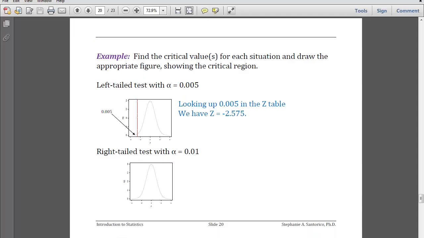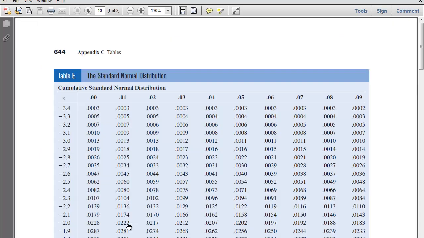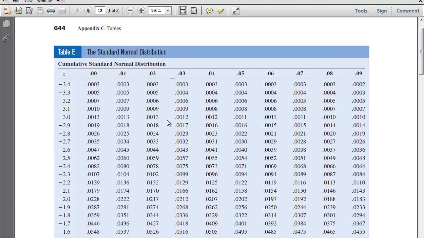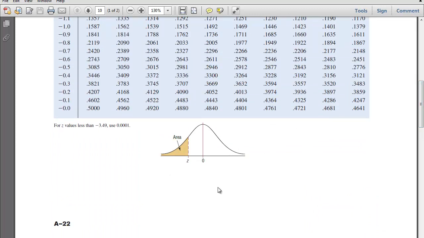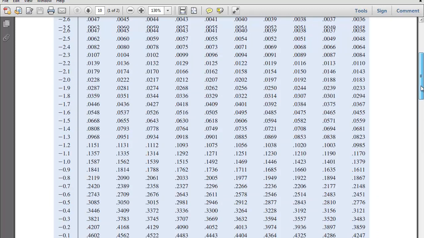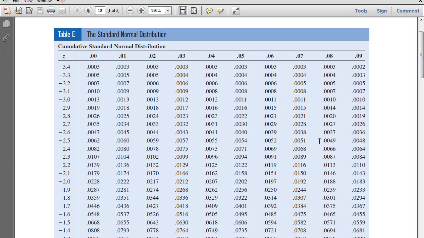And so if I pull up my table, okay, so probabilities are in the center of the table. And if I look up 0.005 inside the table, that will give me the corresponding z value that has 0.005 under it. Right? So if you forget, the bottom figure tells you that is what it is giving you. So if I look, it is right in here.